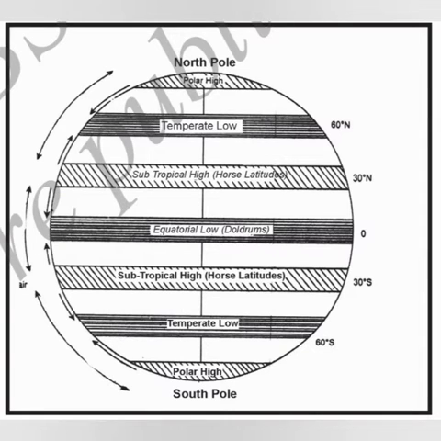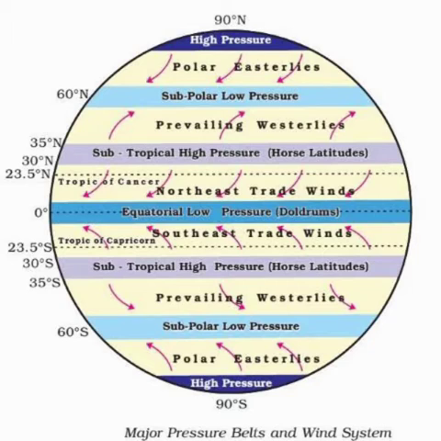Next one is the subtropical high pressure belt. This is also called the horse latitude. You already know what the important latitudes are in our world. So this pressure belt lies between 30 degrees to 35 degrees. Look at the following picture please. 30 degrees to 35 degrees north and south also. So this is called the horse latitude.